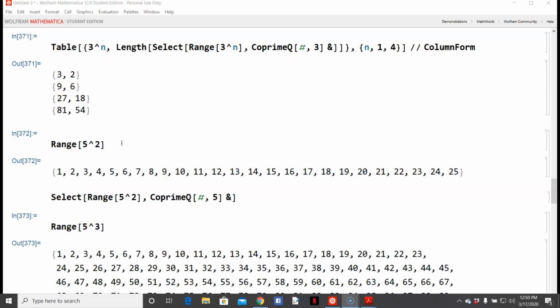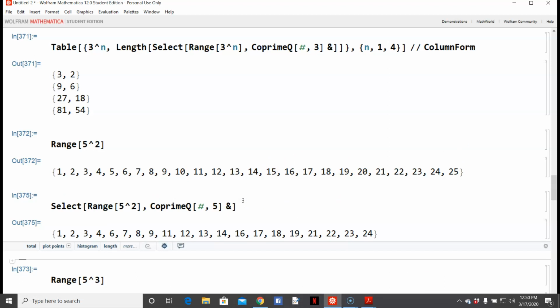Okay, so now let's do it for 5. I swear this will be the last one. Now we'll take 1 to 5 squared, namely 25, and again, we want to remove those which aren't relatively prime so we can get a count. Again, it has to have a factor in common with 25, but the only factor of 25 other than itself is 5. So any multiple of 5 has to be removed, namely 5, 10, 15, 20, and 25.